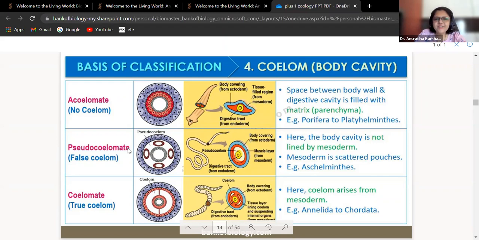Pseudo means false. So what are pseudocoelomates? देखो, here the body cavity is not lined by mesoderm. Body cavity है, but what was the definition of coelom? It should be lined by mesoderm. So here the body cavity is not lined by mesoderm. Rather, the mesoderm is scattered in pouches, which is seen only and only in aschelminthes. So pseudocoelomate, ये जो word कभी भी आपके paper में आता है ना बेटा, by default only one type of organism is present, that is aschelminthes. No other phyla is going to have pseudocoelomates.